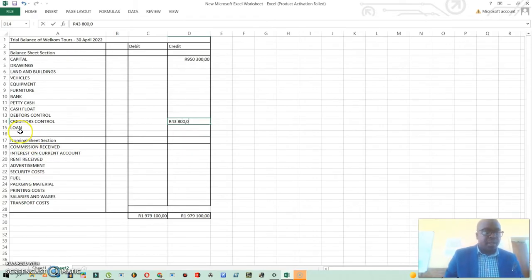Loan: when you get a loan, the money will go into your account, so it's going to be credited into your account. In this one, we've got 630,000 as a loan. Then you will come to your nominal account. On the nominal account, you will have your commission on the credit side, 284,400.